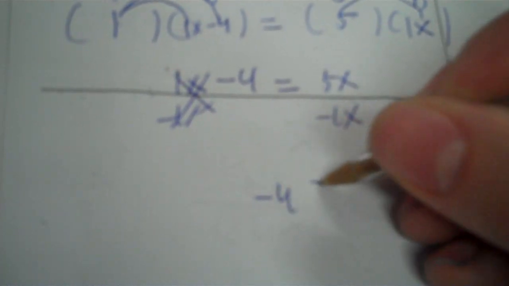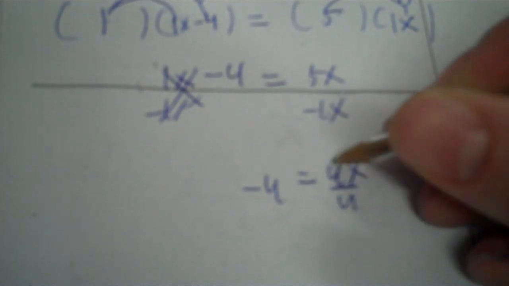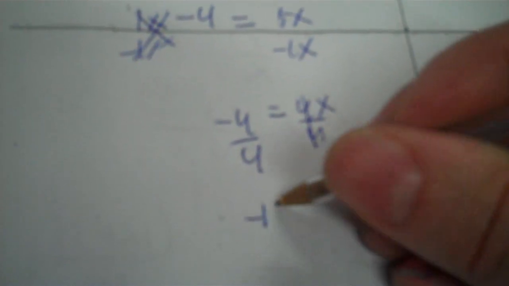answer. Take out your smaller x, so negative 4 equals 4x, then I divide by 4, and then negative 1 is equal to x. Okay, done.